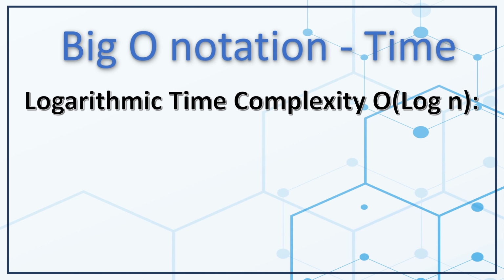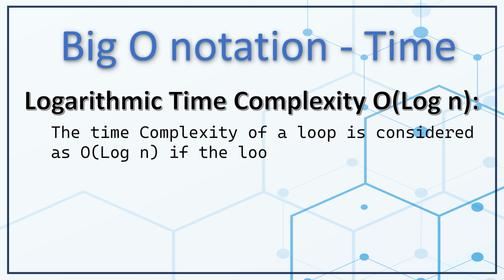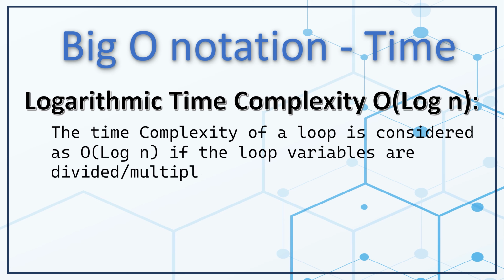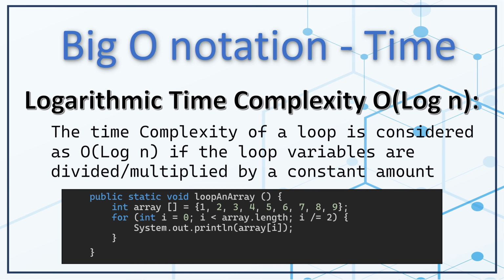Next, let's start with the logarithmic time complexity. Time complexity of a loop is considered as log n if the loop variables are divided or multiplied by a constant value. This is an example of the logarithmic time complexity.